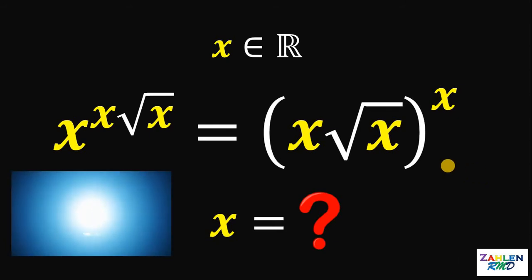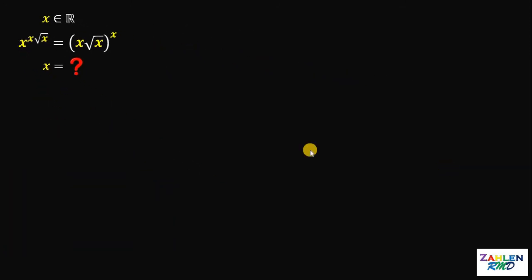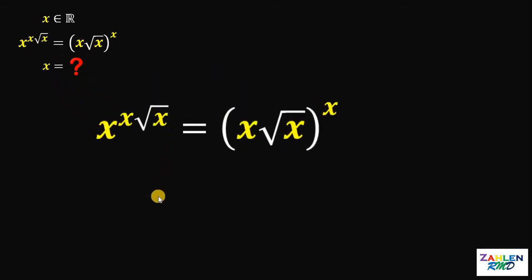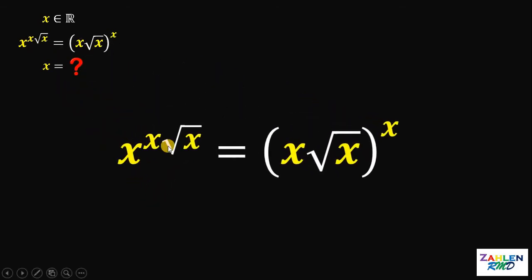Time's up. Now let's answer this question together. Now our goal is to solve for the real value of x. So we have an equation of x raised to x times square root of x equals parentheses x times square root of x raised to x. To answer this question, what we're going to do is to simplify the right hand side of our equation.